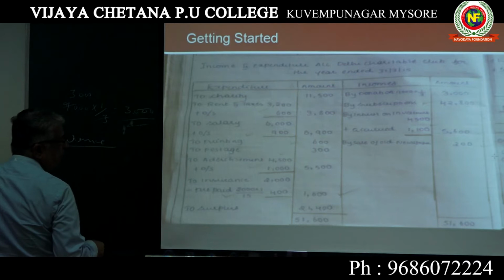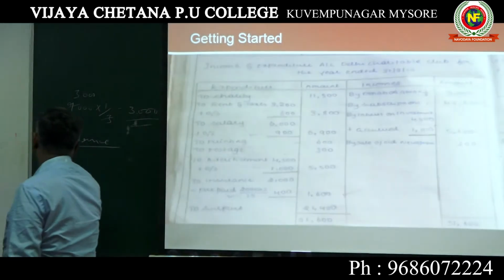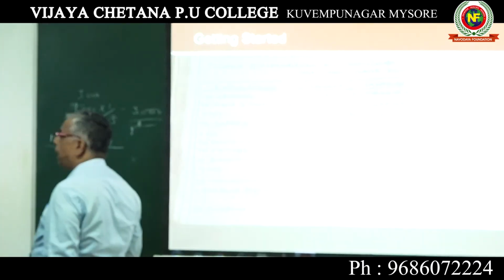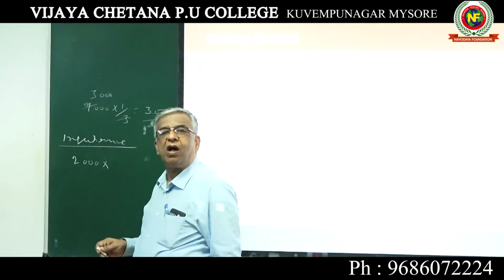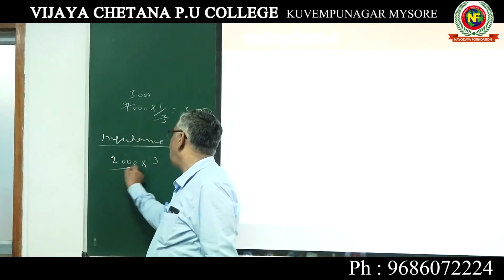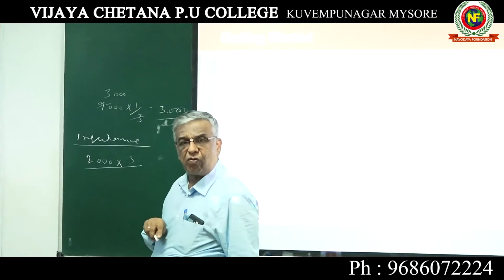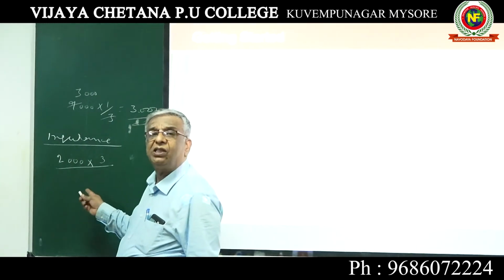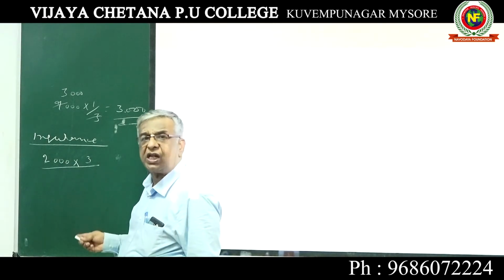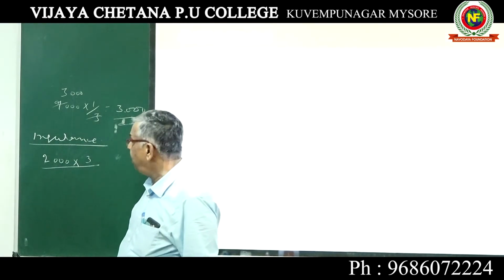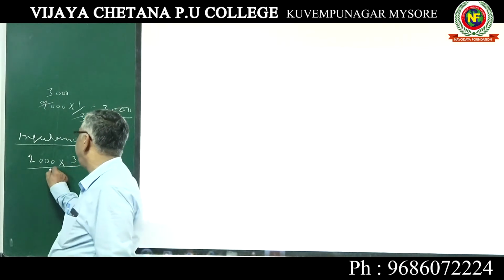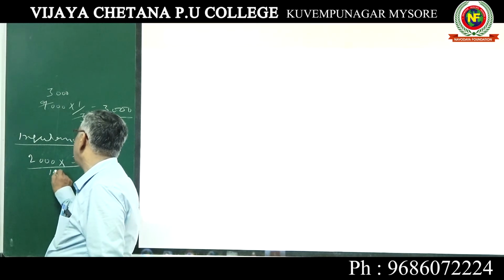So here you have to find out how much the prepaid insurance. Insurance they have paid, students, 2000 rupees. And then for how much they have paid in advance? For 3 months. And then totally they have paid for 1 year, 12 months, plus 3 months they have paid in advance. So totally for 15 months they have paid 2000 rupees. So therefore we have to find out how much for 3 months.